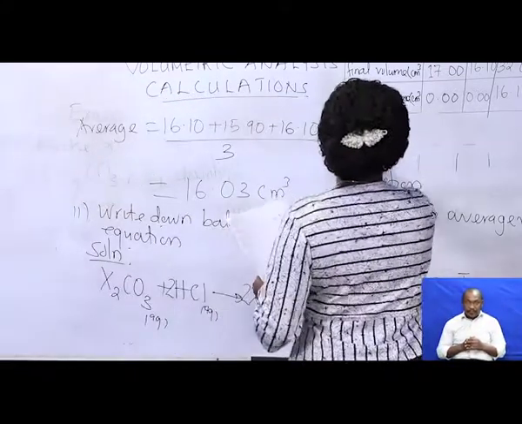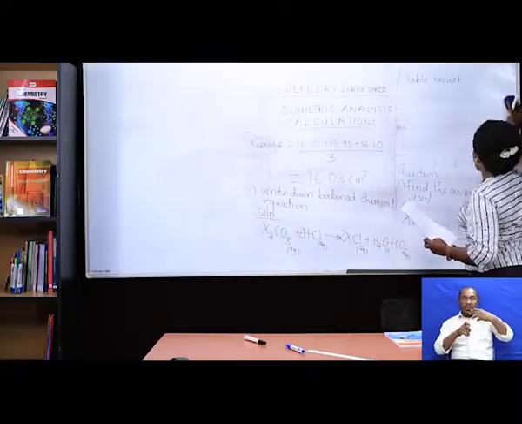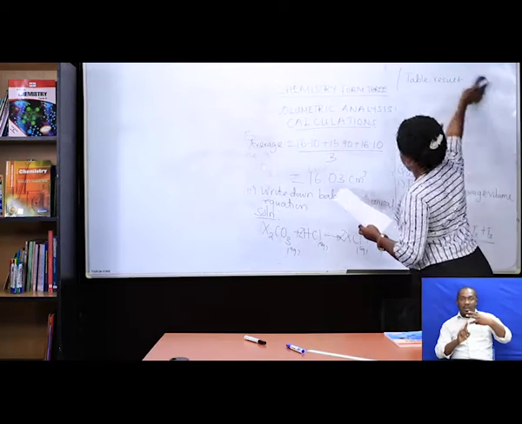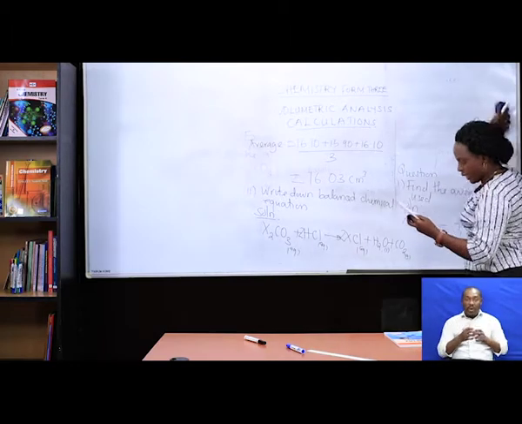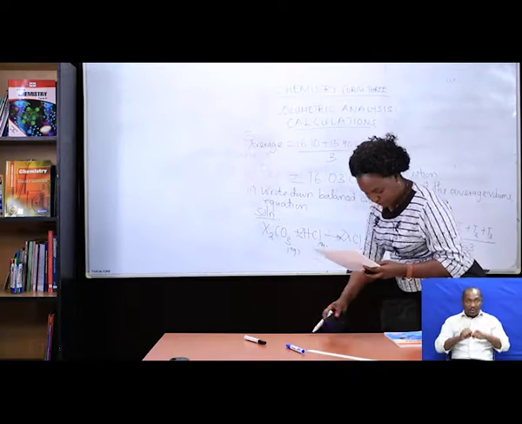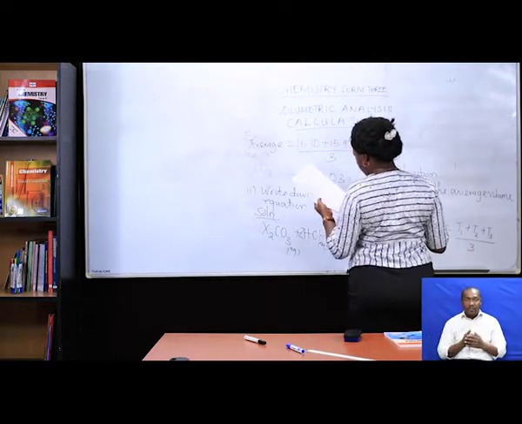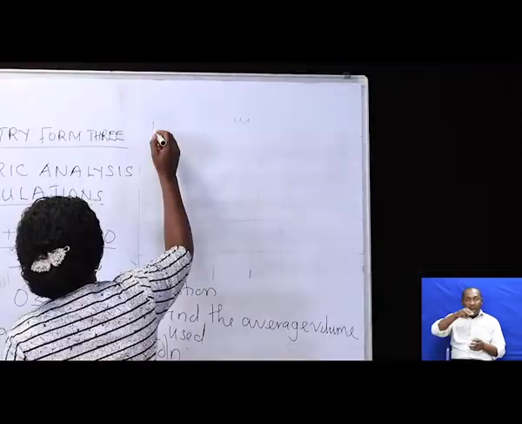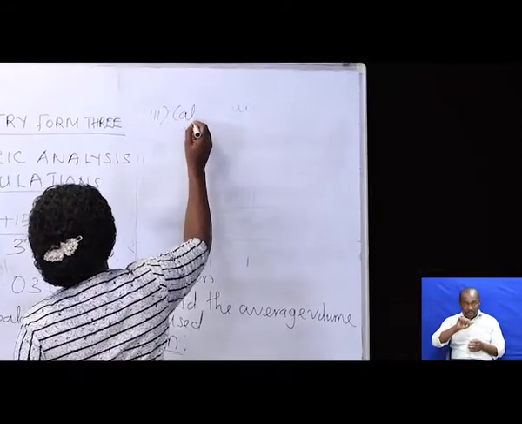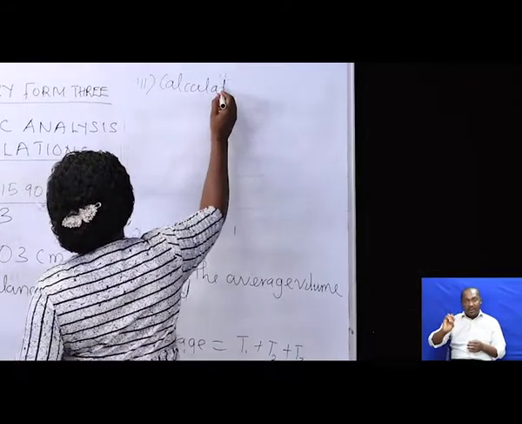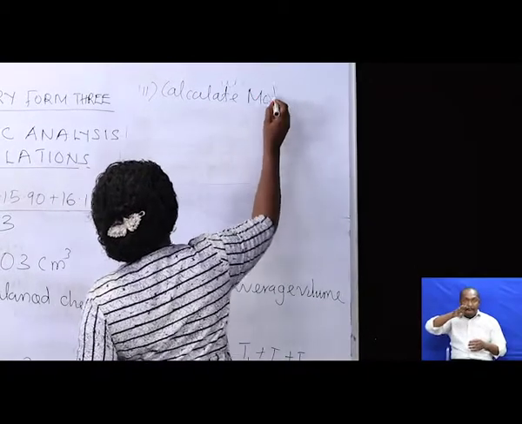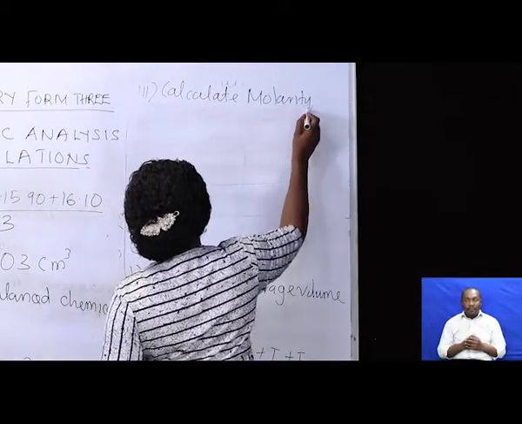For question number 3, or Roman 3, what is it required? It requires you to calculate the molarity. It requires you to find the molarity of base. Number 3, calculate molarity of base.